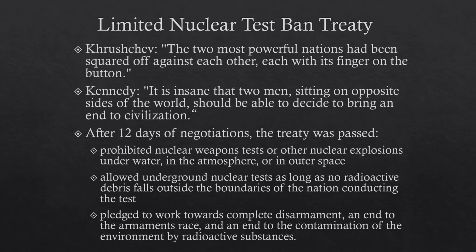I like these two quotes from Khrushchev and Kennedy. Khrushchev said, "The two most powerful nations have been squared off against each other, each with its finger on the button." And Kennedy says, "It is insane that two men sitting on opposite sides of the world should be able to decide to bring an end to civilization." The point is, they were saying that neither country should really have this power, or neither person should really have this power. So they spent a number of days negotiating and came up with a treaty that will limit the test of nuclear weapons.